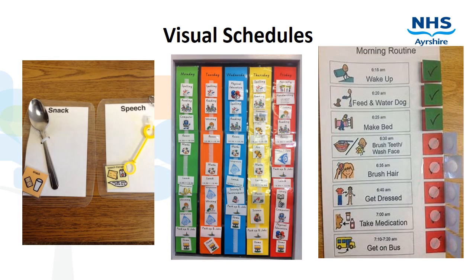So these are some examples of visual schedules. The one on the left is of objects. The one in the middle is whole days, so it has the whole week there. And the one on the right is a morning, where it's ticked off when you finish what needs to be done before going to school.